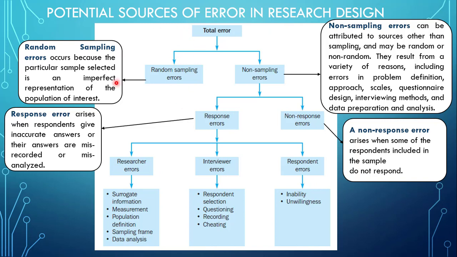So the total error is a cumulative of these errors, and it is further classified into random sampling error, which is associated with representation, and non-sampling error, which is associated with anything other than sampling or representation. The non-sampling error is further classified into response error and non-response error. You should look out for not committing these errors so that the research design will be appropriate and your research findings will help so much.